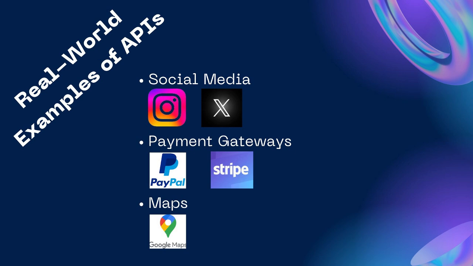Number 2. Payment gateways. Services like Stripe or PayPal use APIs to process online payments securely and quickly. Number 3. Maps. The Google Maps API is a popular example. When you embed a map on your website or app, you're interacting with Google's API to fetch map data, directions, and more.